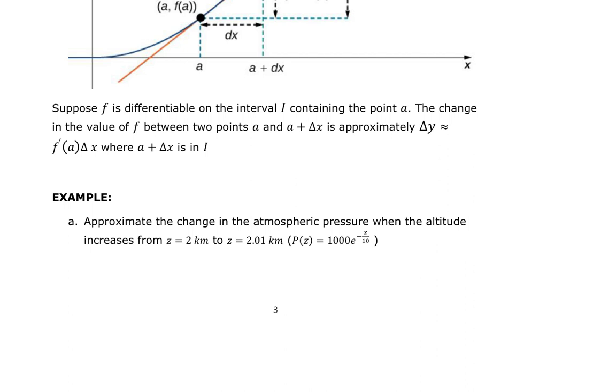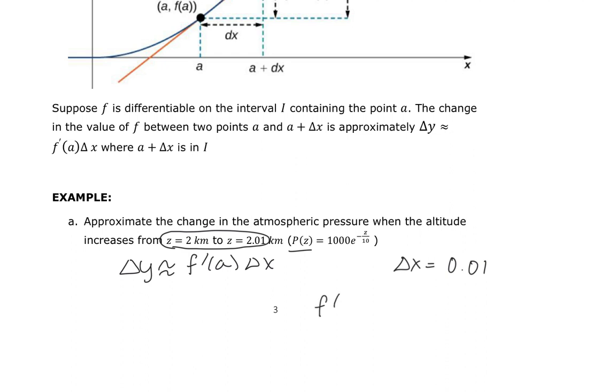So we are going to use the fact that delta y, because that's what they're really asking for, is this change in the atmospheric pressure, is going to be approximately equal to my f prime of a and then my delta x. Now, my delta x is going to change from 2 to 2.01, so it is a 0.01 change. That's my delta x. So then all I have to do is find p prime.